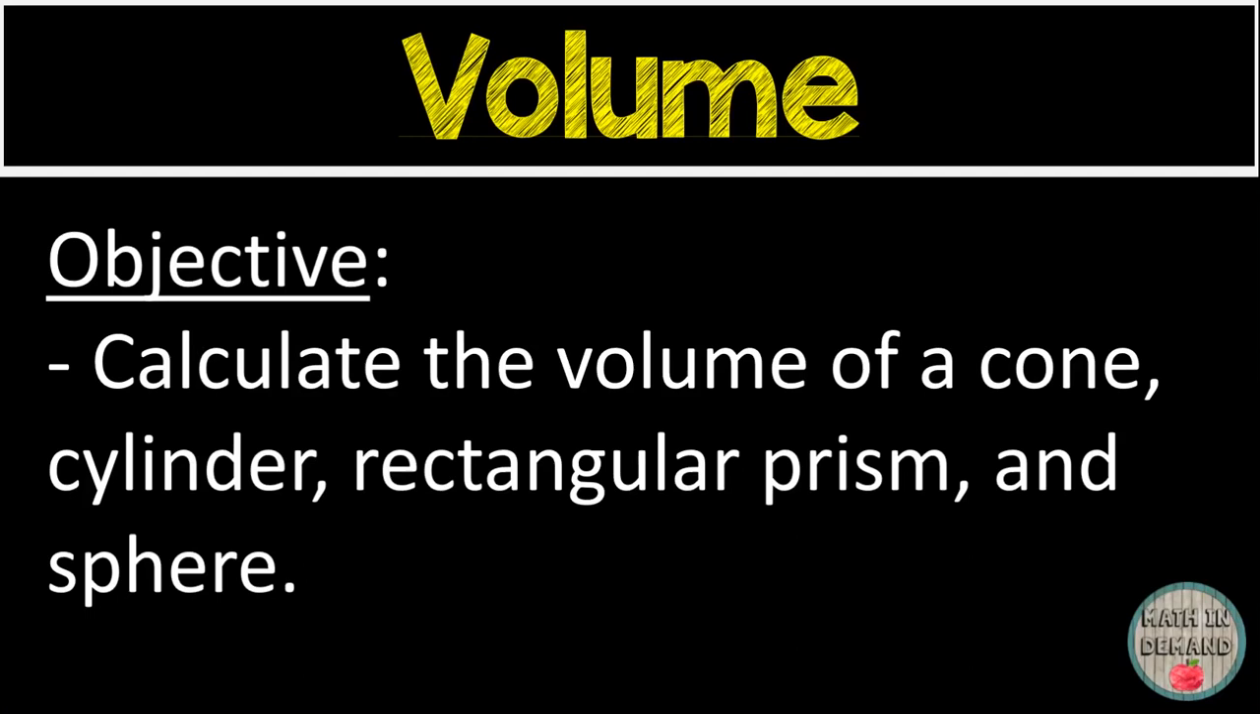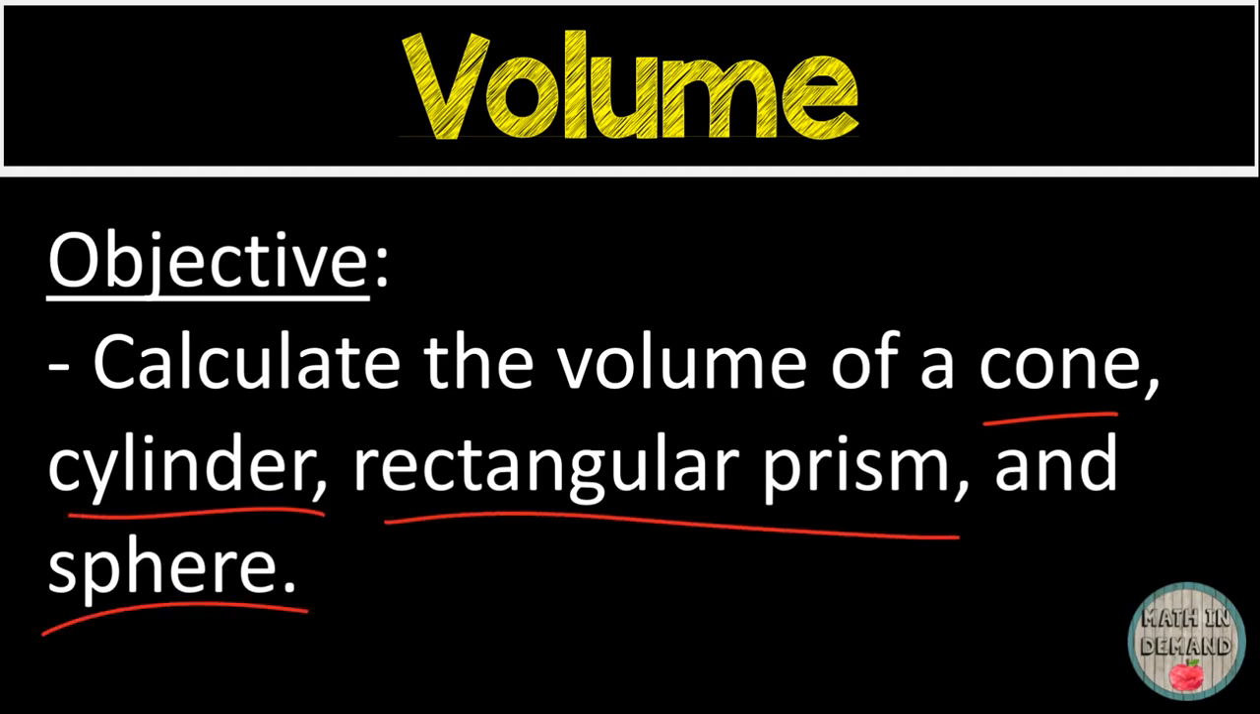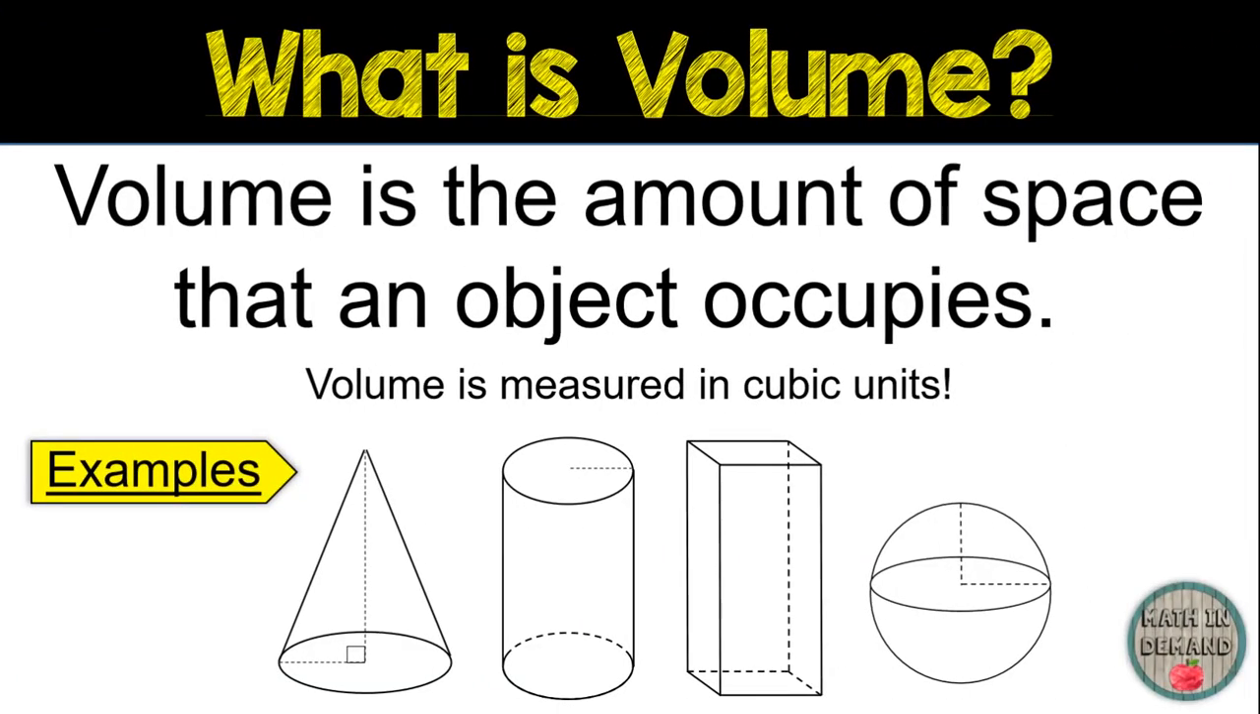In this video, we are going to calculate the volume of a cone, cylinder, rectangular prism, and sphere. Before we do any calculations, we need to look at the definition of volume. So let's take a look. So what is volume? Volume is the amount of space that an object occupies.